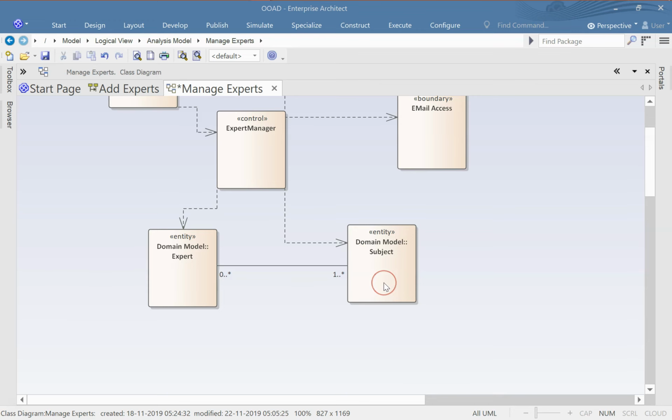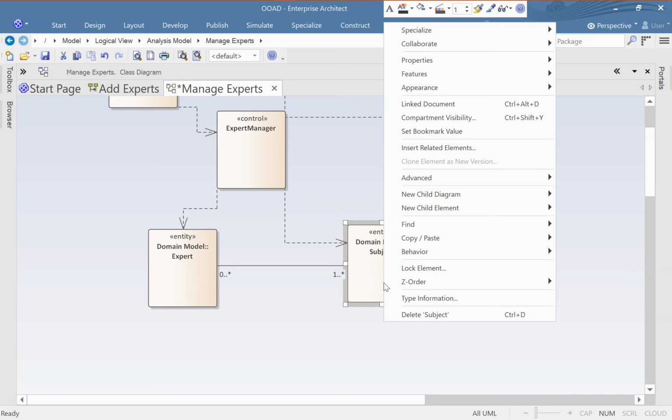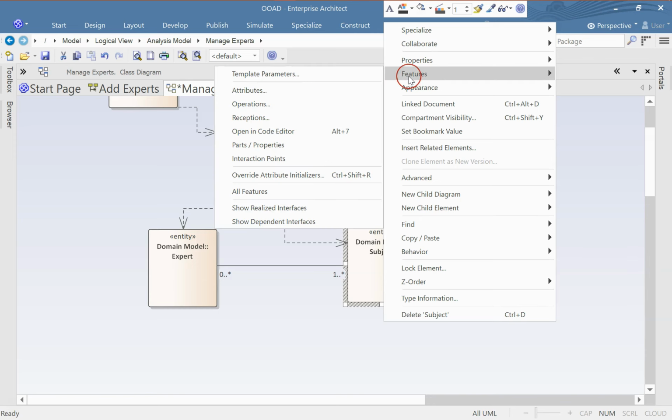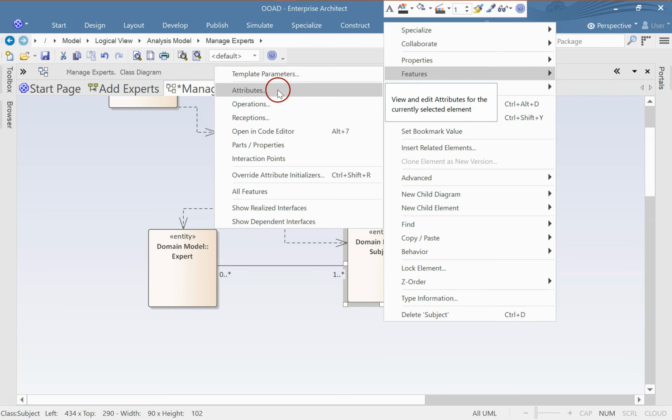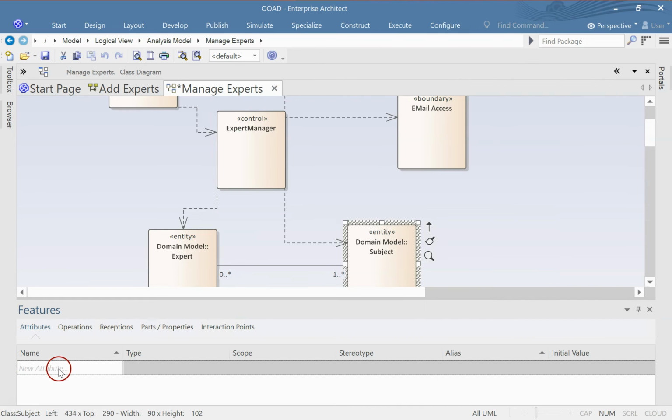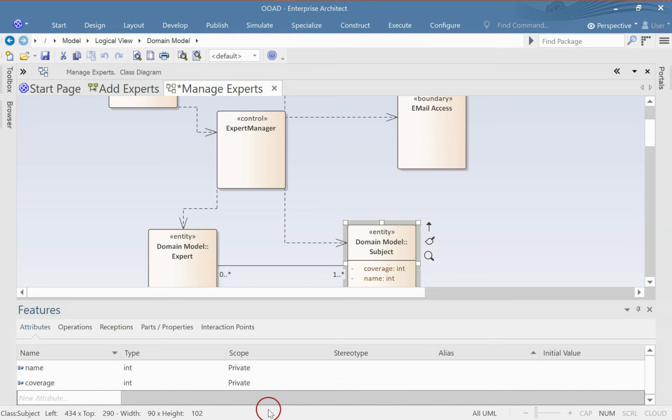Now let's identify the properties of, say, a subject. So we go to features and attributes. Let's add the attributes. What are the properties that we require? Those properties we store as attributes. Now, when it comes to the subject, we require the name of the subject and the coverage of the subject. The participants, the candidates have to be told that this is the coverage as far as the subject is concerned. Name, coverage, then what else is required?